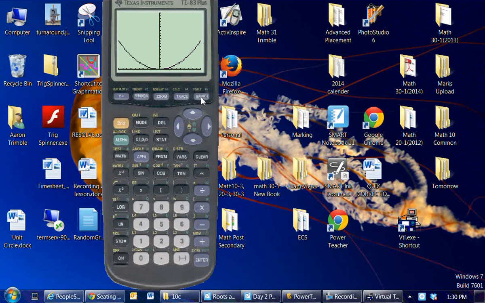And now all I hit is trace, and then I could go 5, enter. It's going to give me 25. 6, enter. But what's even nice is I could be doing 1.2, enter. It would be 1.44, okay? 0.8 should be 0.64, okay?